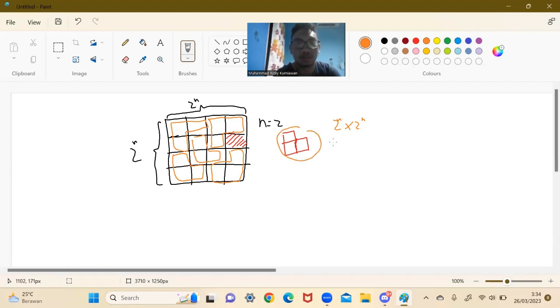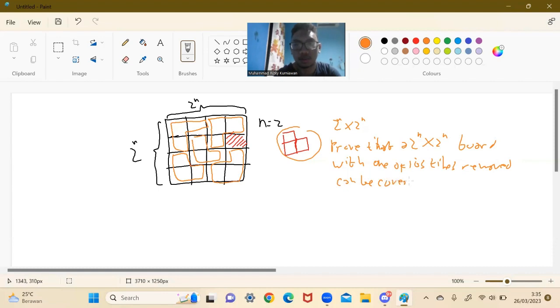So our problem statement is: prove or show that a 2 to the power of n times 2 to the power of n board with one of its tiles removed can be covered by L shapes.